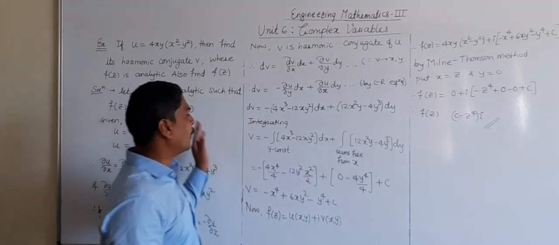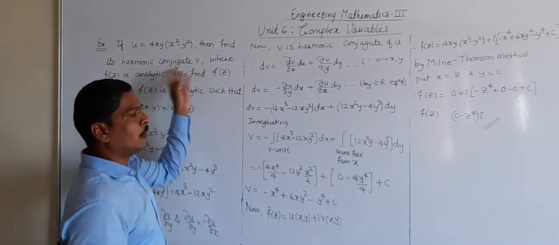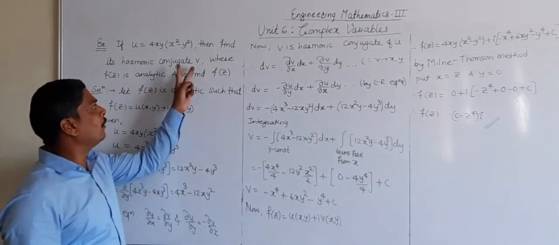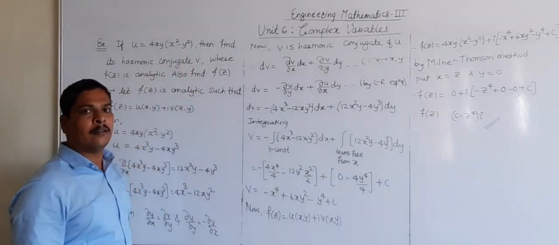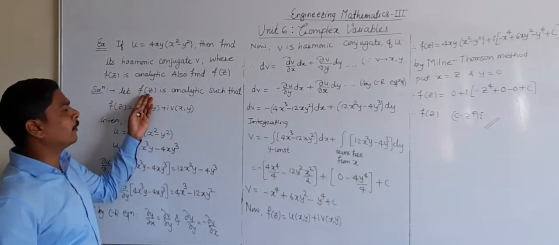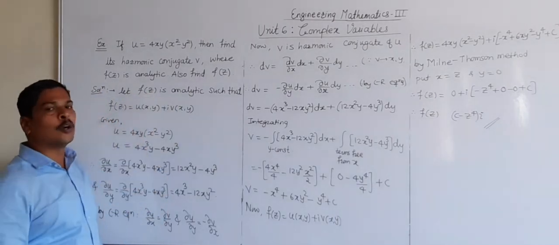So in that way we can easily find phi or psi if our function is analytic and any one of these two is given in terms of Cartesian coordinates, and also we can find f of z by using Milne-Thomson method.